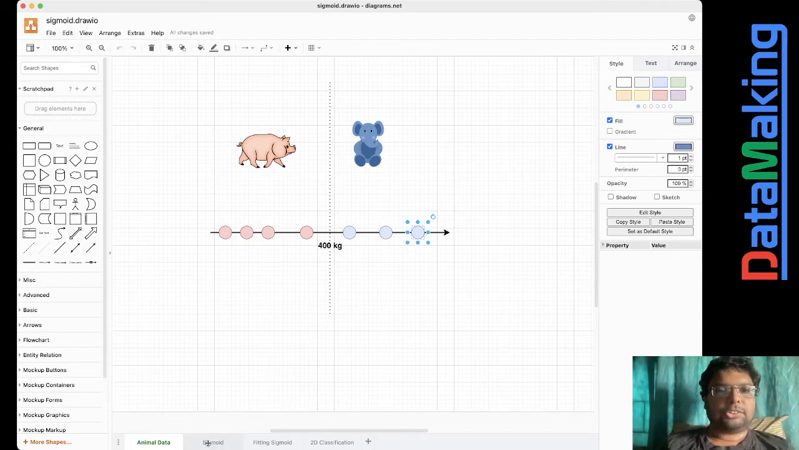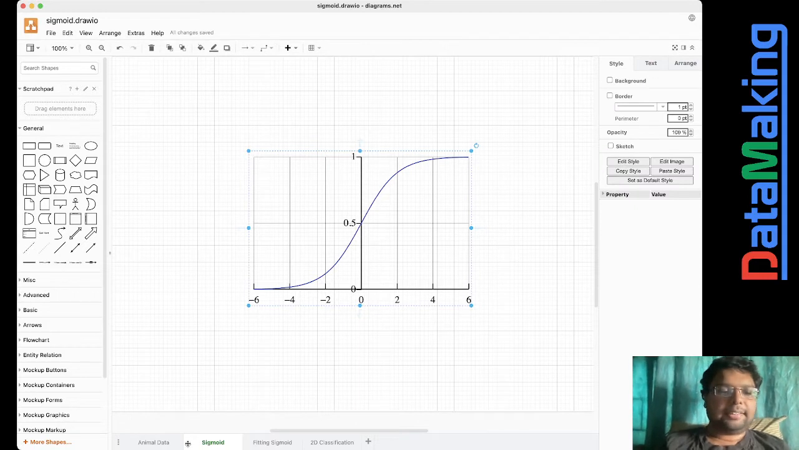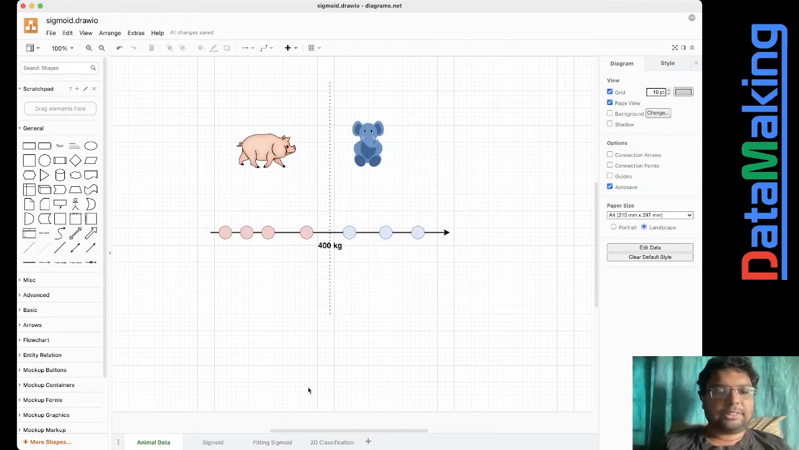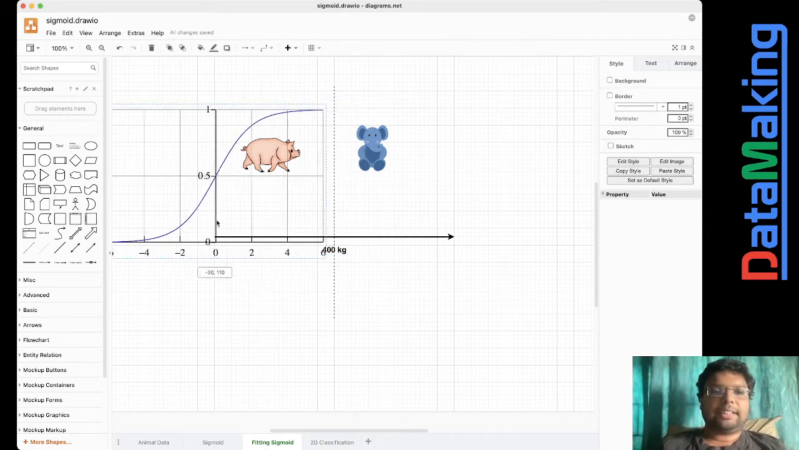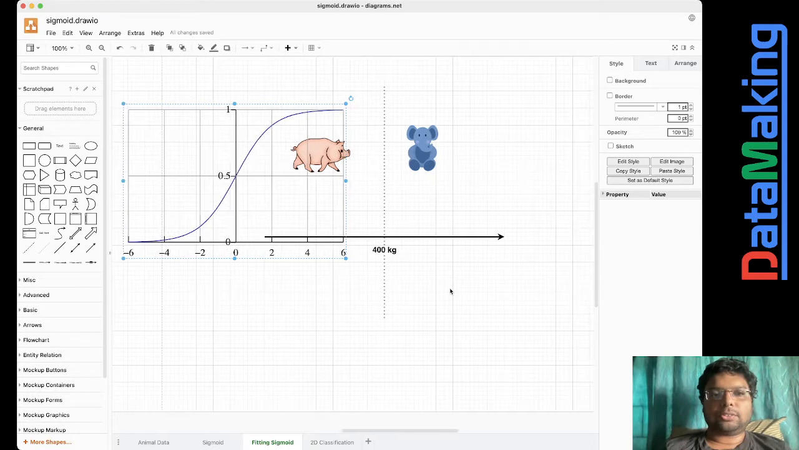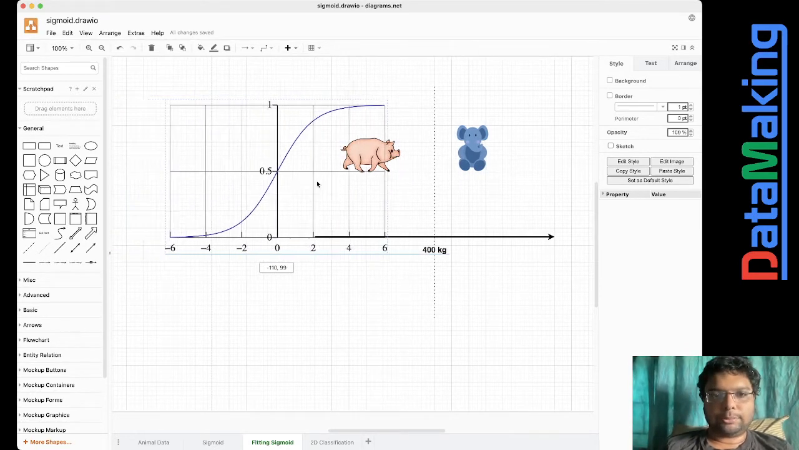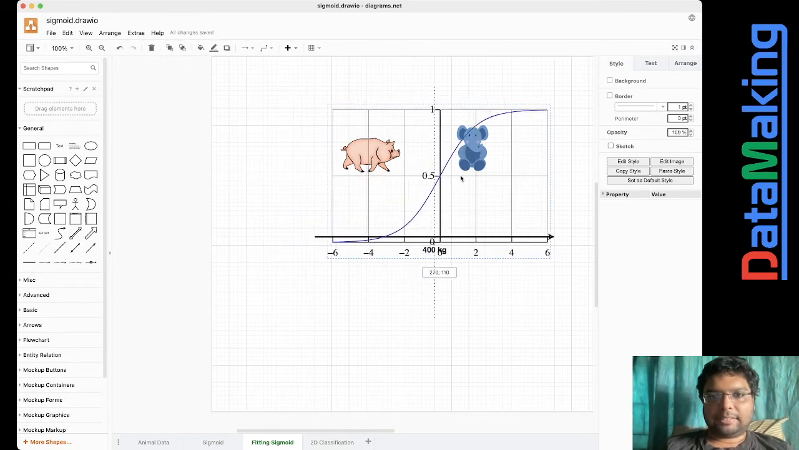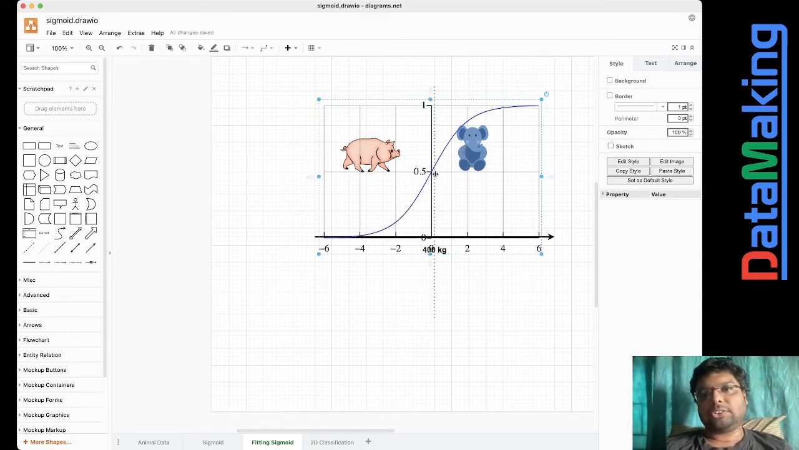So how do you do that? You have the sigmoid function, and you take the sigmoid and put it on top of this graph. Imagine the sigmoid is stationary, but relatively this graph is moving. So you move the sigmoid so that slightly before 400, it crosses 0.5. That's how mathematically you'll do it, and this is what we are going to do.